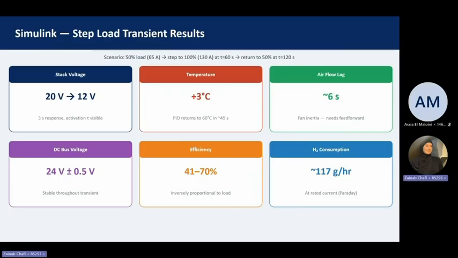When the load increases, the stack voltage decreases from approximately 20 volts to 12 volts. The temperature increases by about 3 degrees Celsius, but the PID controller quickly returns it to the desired operating temperature. The DC bus voltage remains stable throughout the test, showing that the control system performs well. These results demonstrate that the fuel cell responds smoothly to changing operating conditions.